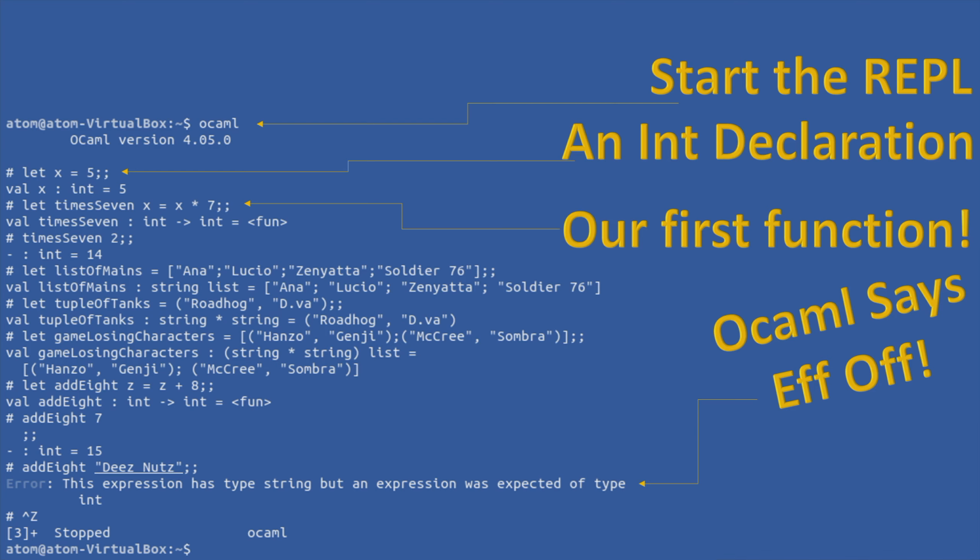As you can see, the first thing we have is a declaration of x being equal to 5, and OCaml is going to declare that as an int because it is a whole number, which is what ints are usually used for. You can also see I have a function, so our very first function.